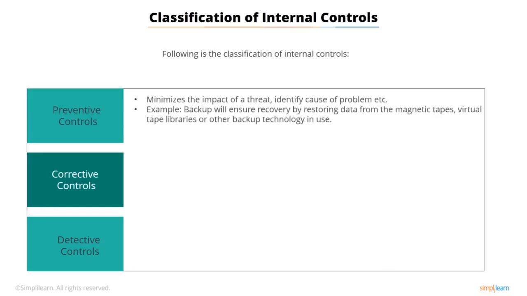Corrective controls are meant to either minimize or actually correct when a problem occurs. For example, data backup. You can put the data back to where it was and correct the situation.